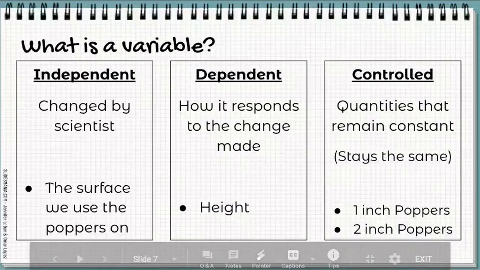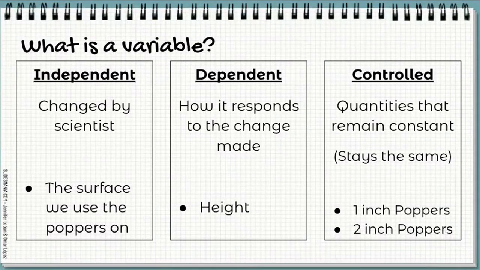We learned what our dependent variable was, and this is height. Our dependent variable is how our poppers are going to respond to the change that we made. So, what the surface we put it on. If we put it on carpet, is it going to pop higher or lower than if we were to put it on the wood floor or a book?